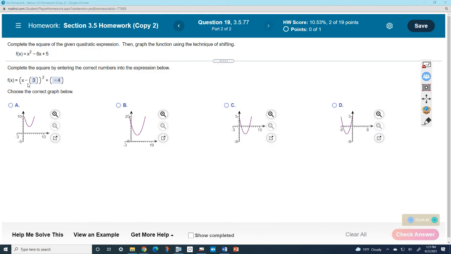Okay, so now that we've got it in that form, we can see that it's x minus 3 squared, so that takes the parent function and shifts it to the right by 3, and then plus -4 means it shifts it down by 4. So I'm looking for the parabola that shifted right 3 and down 4, and to me that looks like choice C.